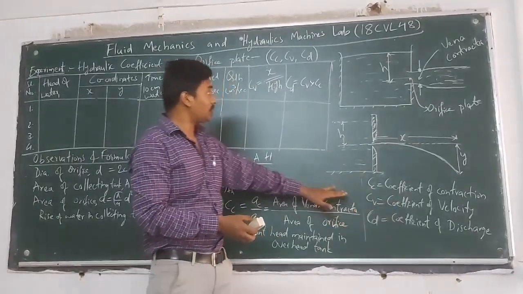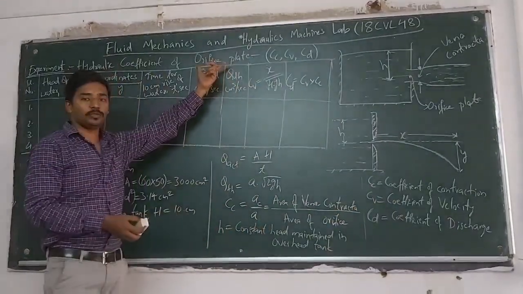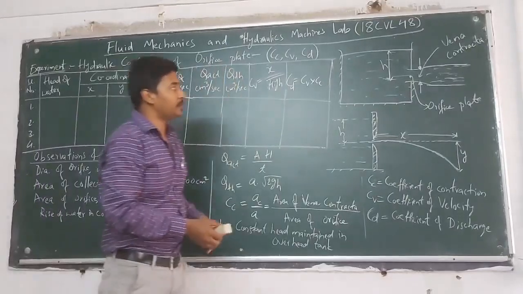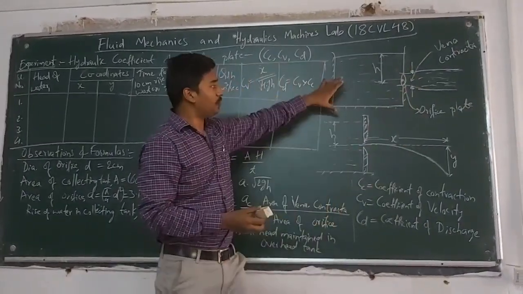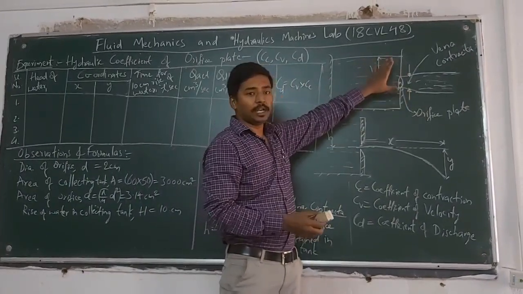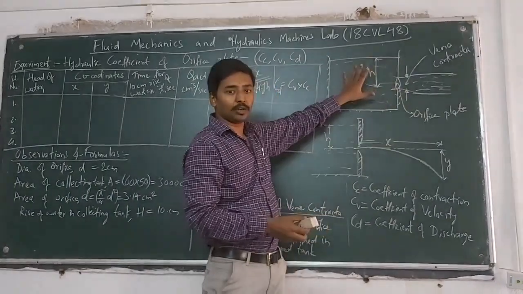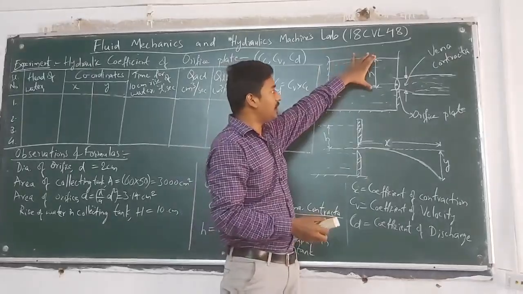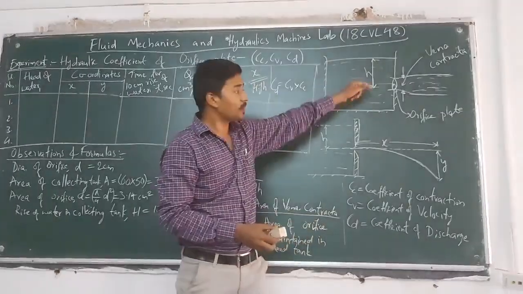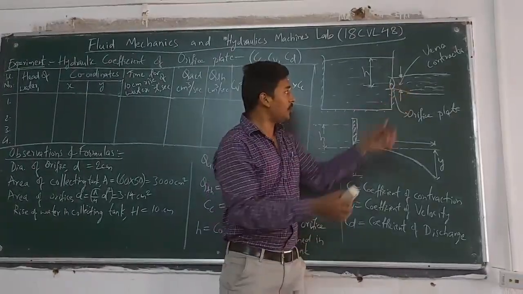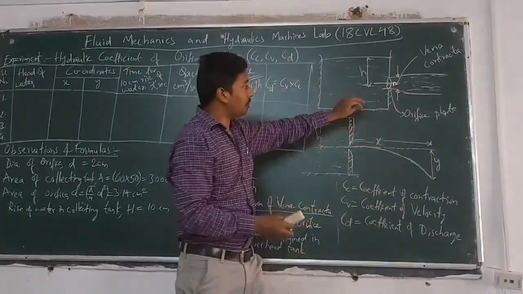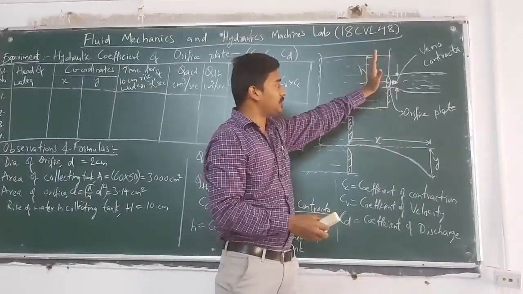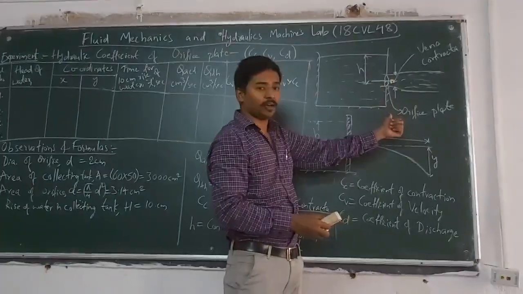All these three coefficients we will calculate using an orifice plate, which is a plate fitted at the side or at the bottom of a collecting tank or overhead tank, with a constant head of water as H. We allow the water to come out from the orifice plate. It is an orifice plate that is normally connected on the side of any tank, an overhead tank.